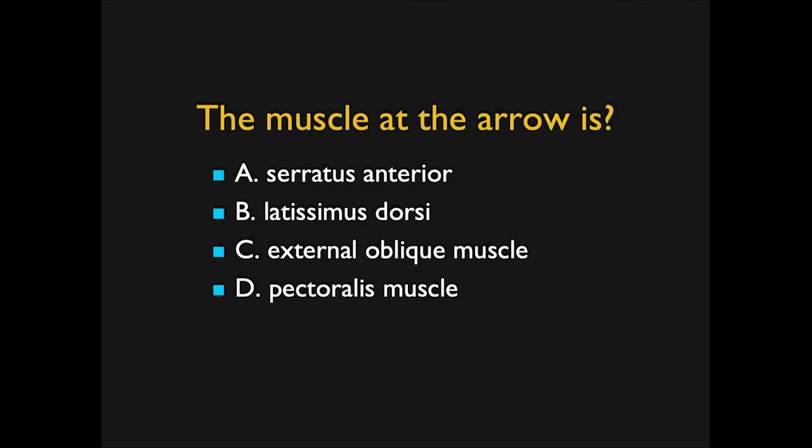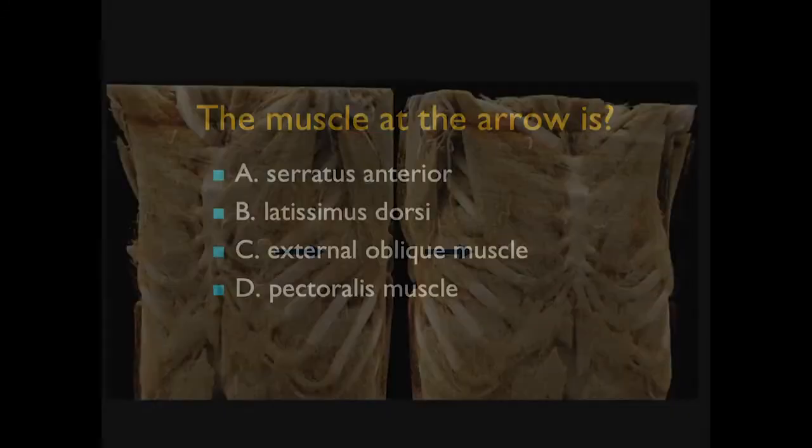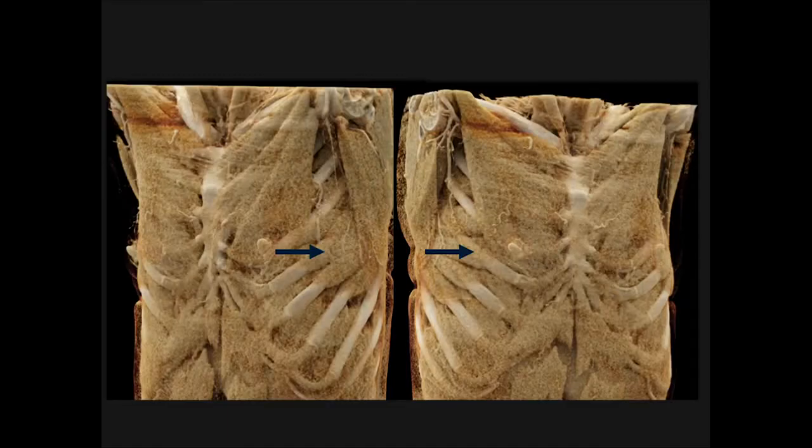Now in this case, it's very simple. What is that muscle group? You see a whole bunch of the same muscles. They're all attaching to the ribs. It's obviously the serratus anterior.